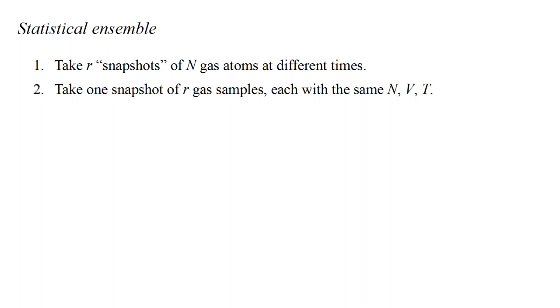Alternately, we can imagine taking a single snapshot of R independent gas samples, each with the same N, V, and T values. In any case, if cell i is occupied Ai times, then the occupation frequency is Fi equals Ai over Rn, because each of the R snapshots or samples has n atoms.